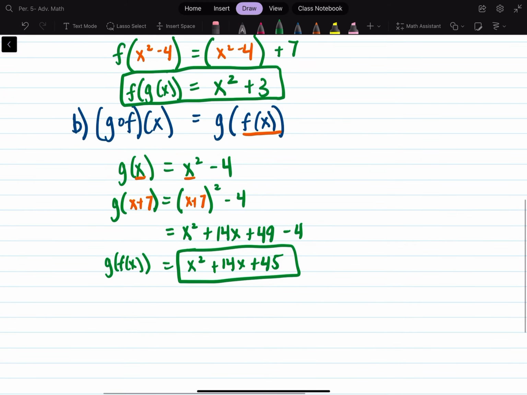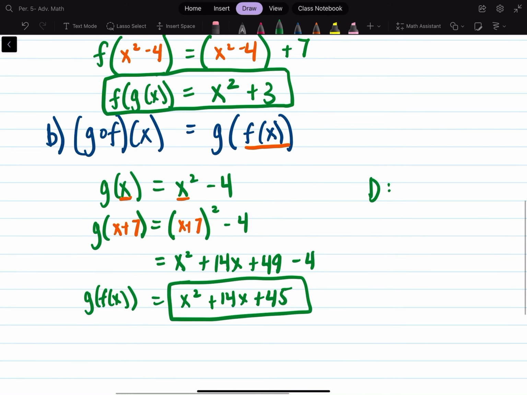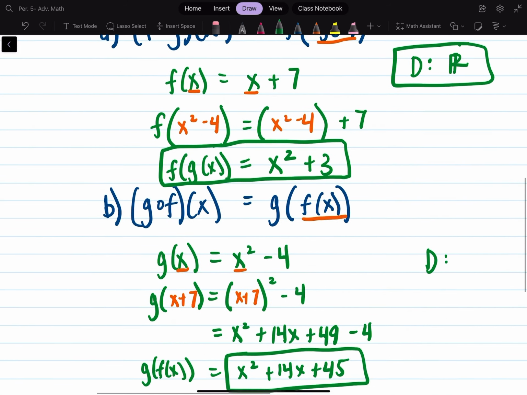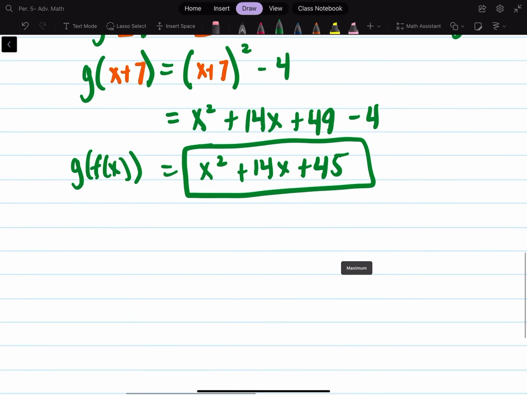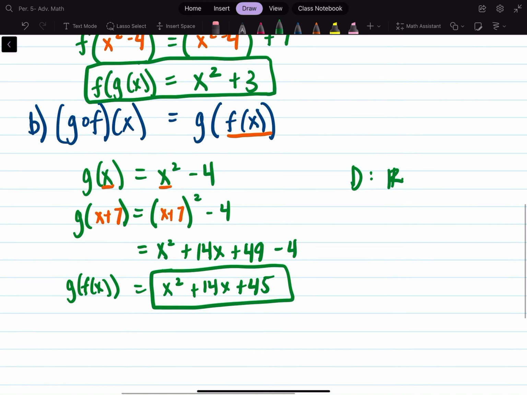Now let's go back and state our domain here. You have to always look at the domain of the inside function first. So the domain of f of x was a linear function, so we know it's all real numbers. The domain of my composite is just a quadratic, so it's also real numbers. So in this case, there's nothing to exclude. So my domain in general would be all real numbers.